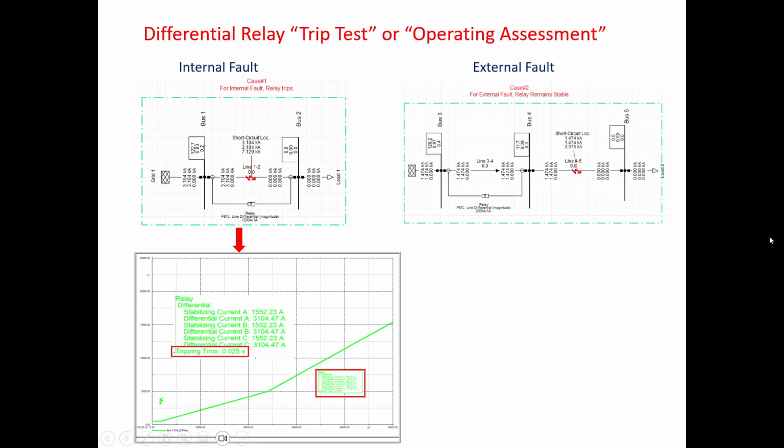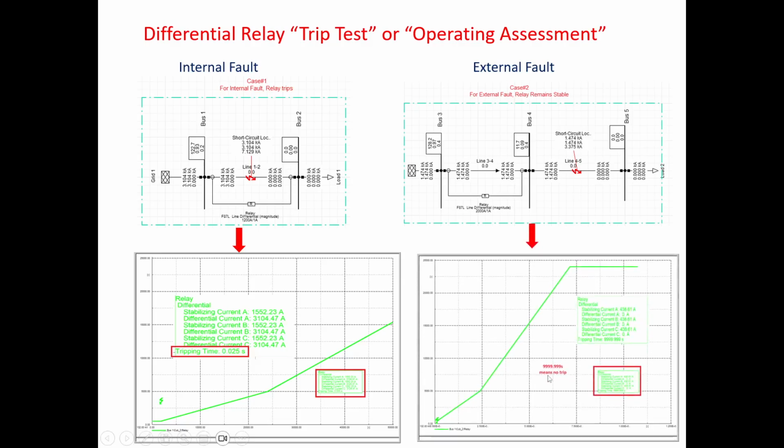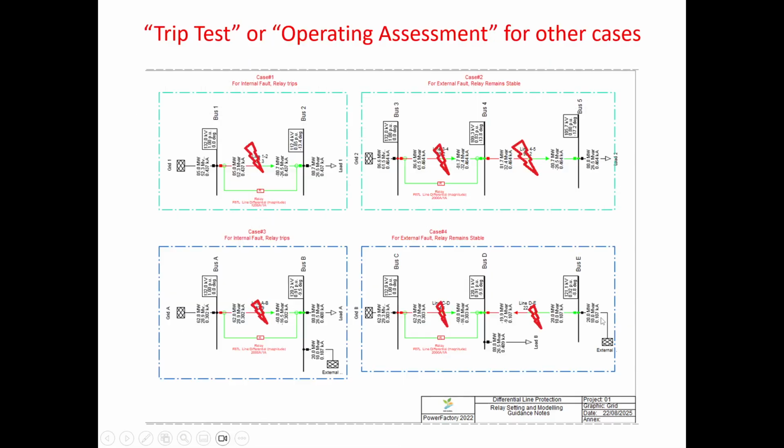If there is an external fault in here, which is outside of the relay protection, then the relay should not trip. As you can see, it does not provide a trip. It only gives you 9999.999 seconds, which means the relay does not trip and remains stable.